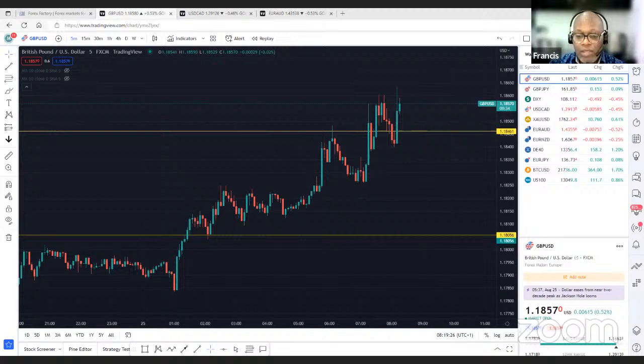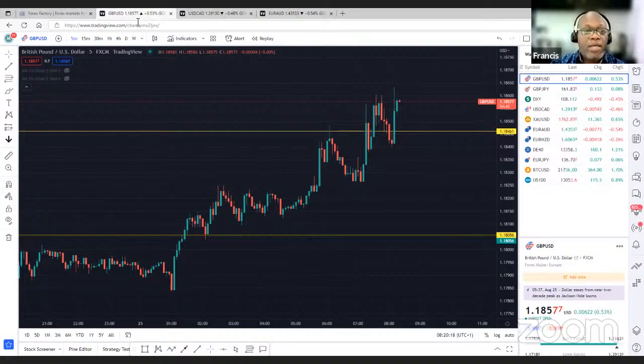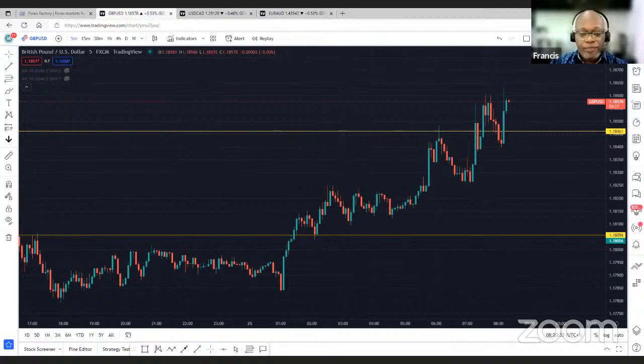So these are the pairs we are focusing on today. That's pound USD, USD CAD, and Euro New Zealand. Sorry, not Euro New Zealand, Euro Aussie. Let's see what we can find.